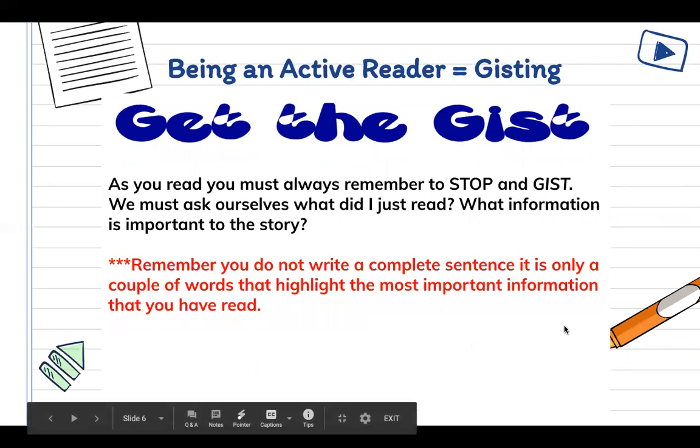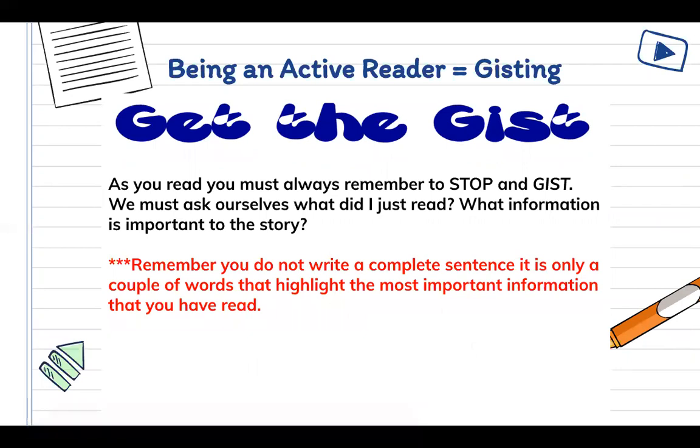As you read, you must always remember to stop and gist. We must ask ourselves, what did I just read? What information is important to the story? That important information we need to make sure that we highlight. And it doesn't mean that we highlight everything, only the details and the information that is important, which we're going to go over today.